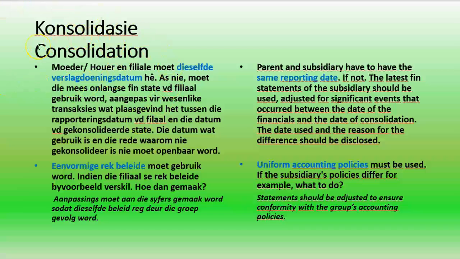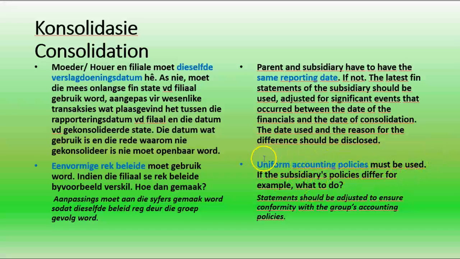Now, when we're going to do consolidations, it is important that the parent company and all its subsidiaries must have the same financial reporting date. So if the financial year end is 30 June, everybody must have a 30 June financial year end. If there is a good reason why one of the subsidiaries doesn't have a 30 June financial year end, the fact must be mentioned and the reason for that must be mentioned. And over and above that, it must be an extremely good reason why that date differs from the 30 June financial year end.